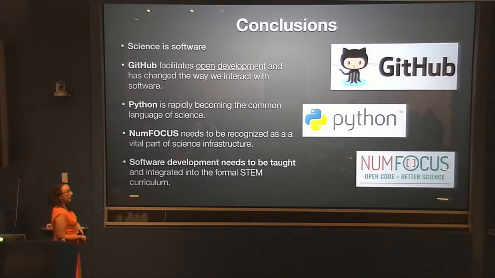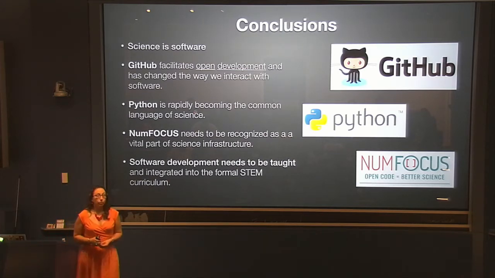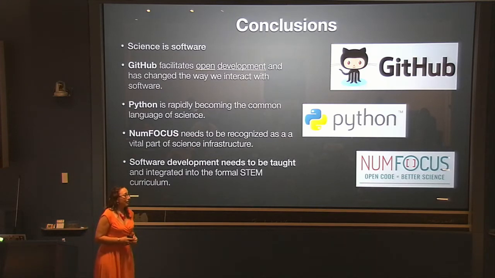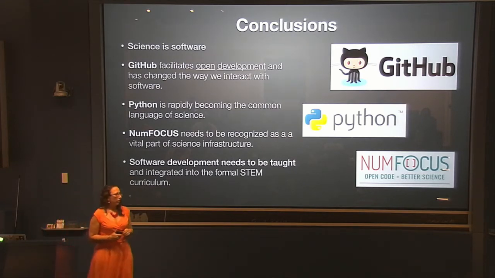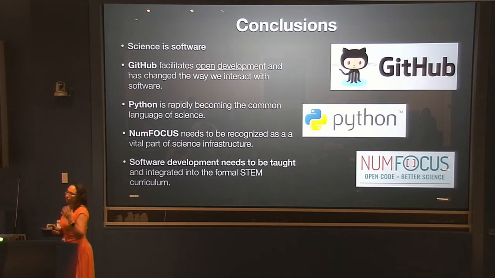So conclusions: science is software. I didn't spend too much time trying to convince you of that. I think it's pretty evident. GitHub has facilitated open development, right? Not necessarily the open code, but the open development has been the key, and GitHub has helped us with that. It's really changed the way we interact with software, and is going to really change our expectations as scientists when it comes to sharing and what software looks like. Python is rapidly becoming the common language of science, which I think is a really great thing. I think that's going to help with interdisciplinary research and cross-collaboration, cross-pollination of ideas.